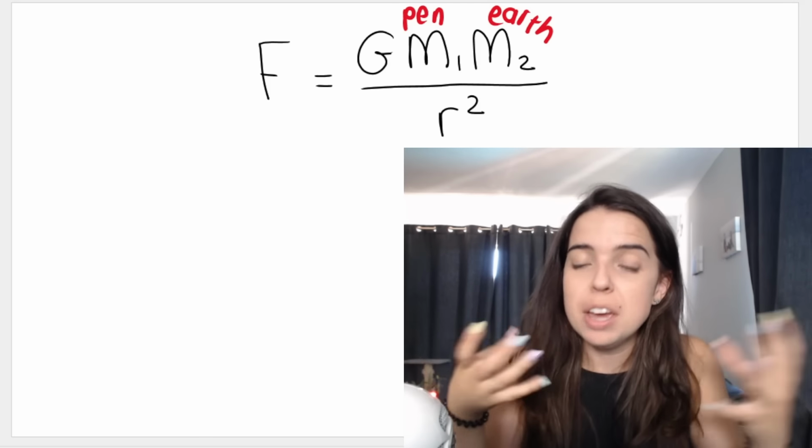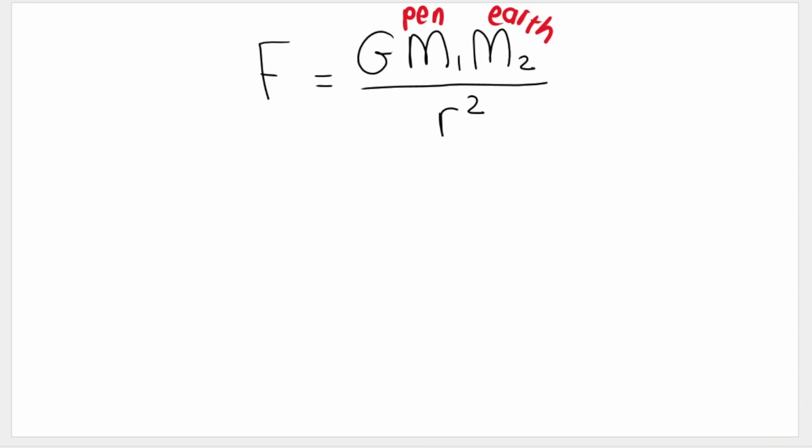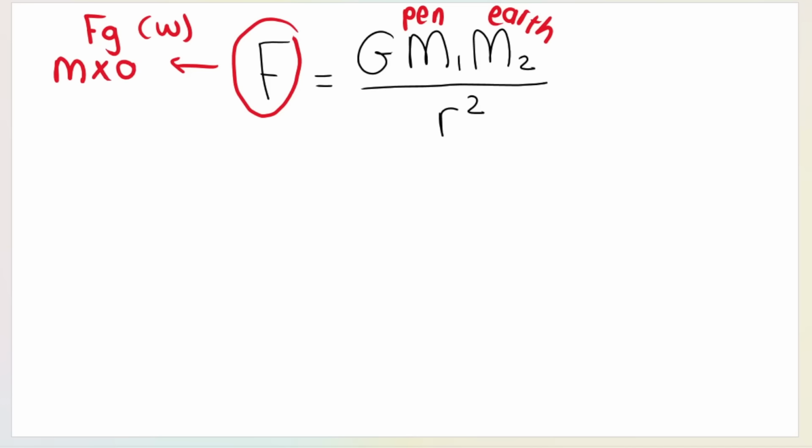Because remember, pen and earth, they're both bodies, they both have a mass, so they exert a force on each other. Now, I hope that you guys know that the force that the earth exerts on the pen is also called the gravitational force or weight. And how can I work out the gravitational force or weight? I can say mass times gravity. So instead of writing the force, F, which would be the gravitational force, I'm going to write mass times gravity. And remember, that would be the mass of the pen.